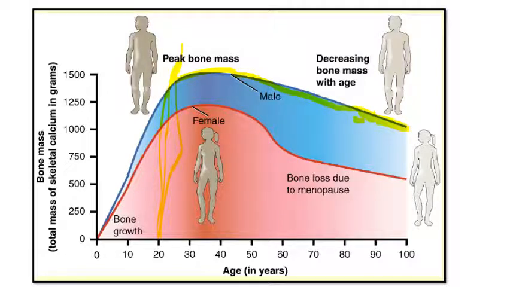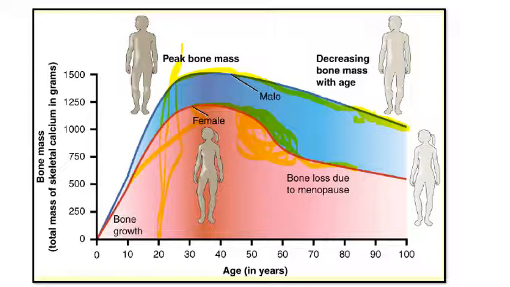Now look here. So women, peak bone mass, and then approximately around age 45 to 55, there's a dramatic loss in bone mass, bone density, because of the rebalancing of hormones that are produced during menopause. Menopause is the age when a woman stops producing eggs and stops menstruating. So when you stop menstruating, your bones also start to become very brittle.